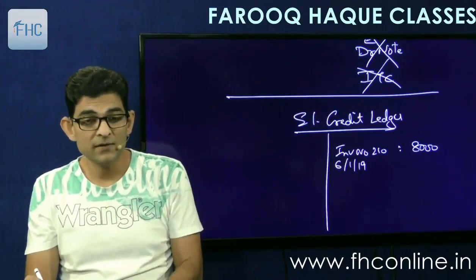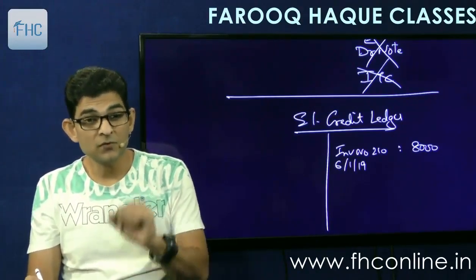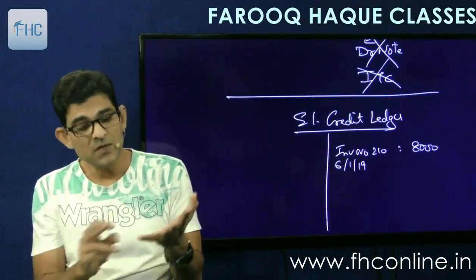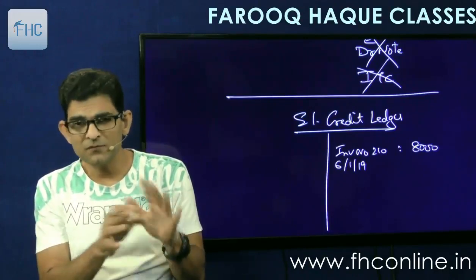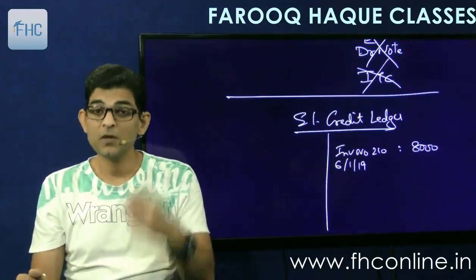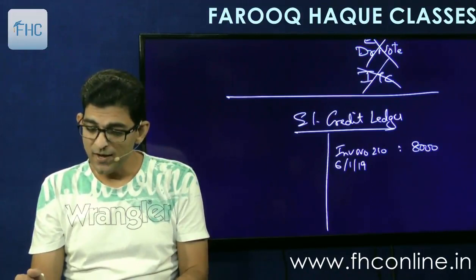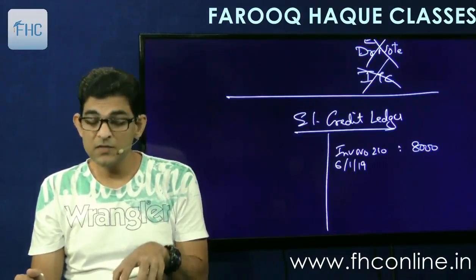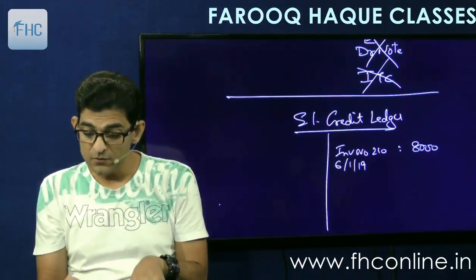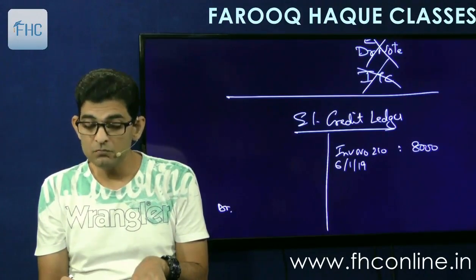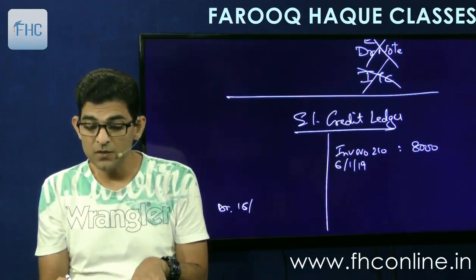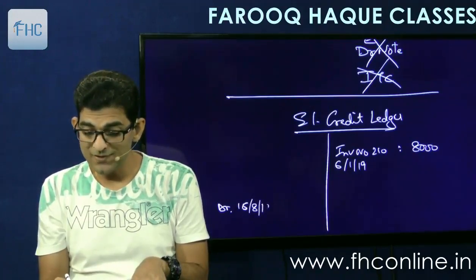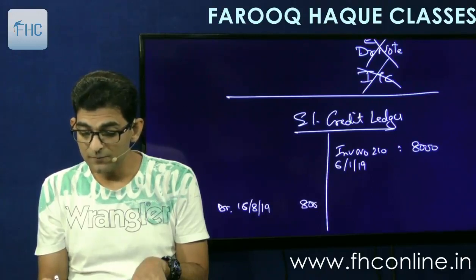Then 6 months expired and you didn't pay the amount, so you have to reverse. After 6 months means January, so February, March, April, May, June, July. So 180 days will expire somewhere in July. After expiry of 180 days, in the month of say August I make reversal. So the debit entry is passed on 15th August is a holiday, so let's make it 16th August. 16th August 2019 we reverse this credit.